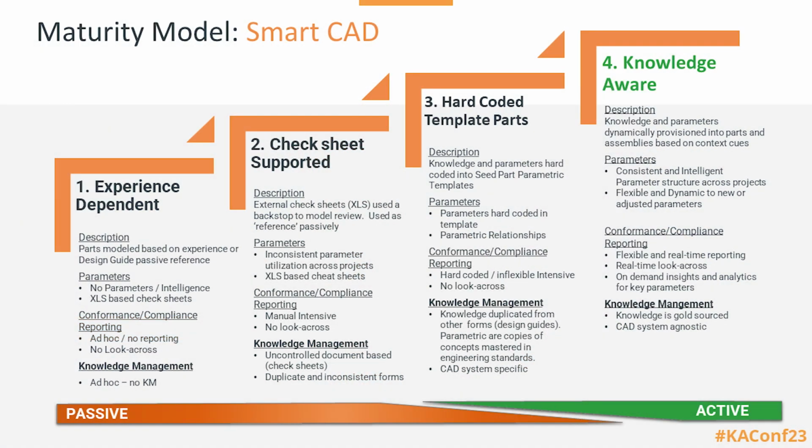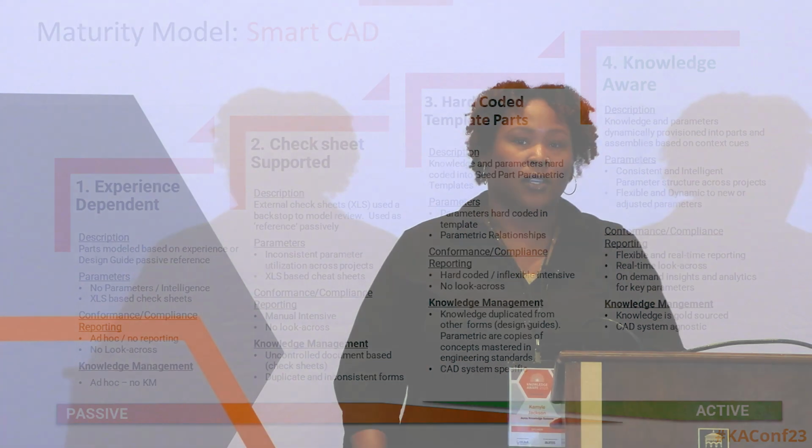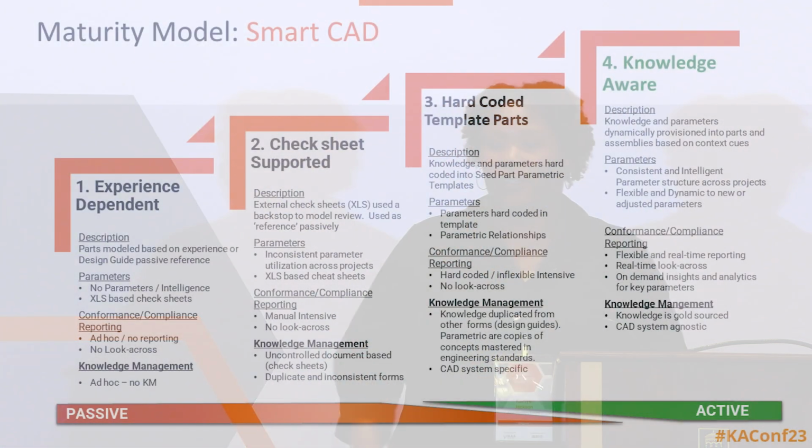We're going to go to our next maturity level, which is check sheet supported. Basically, that just means you have an external check sheet, probably in Excel somewhere, that you use as a backstop to your model reviews. So your designer goes in, they're doing their CAD modeling, and then eventually they're like, oh yeah, I got that check sheet somewhere. I need to make sure that what I just designed actually matches it. So that's what this level of maturity is.